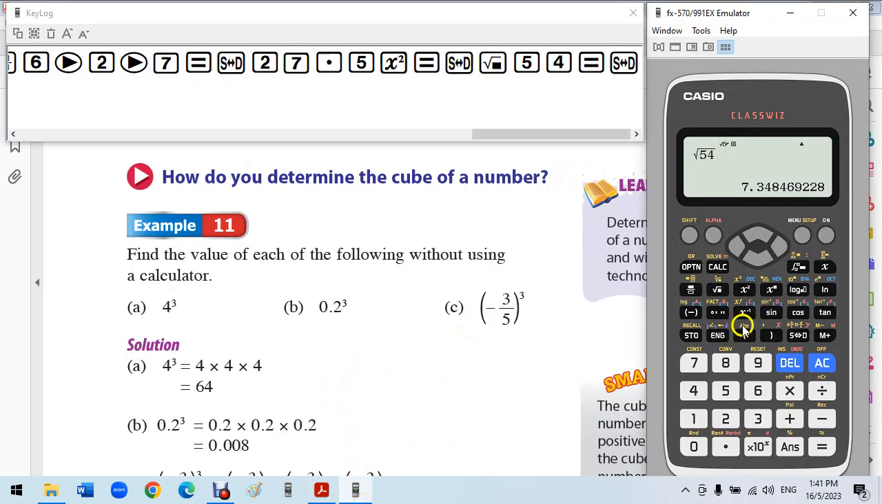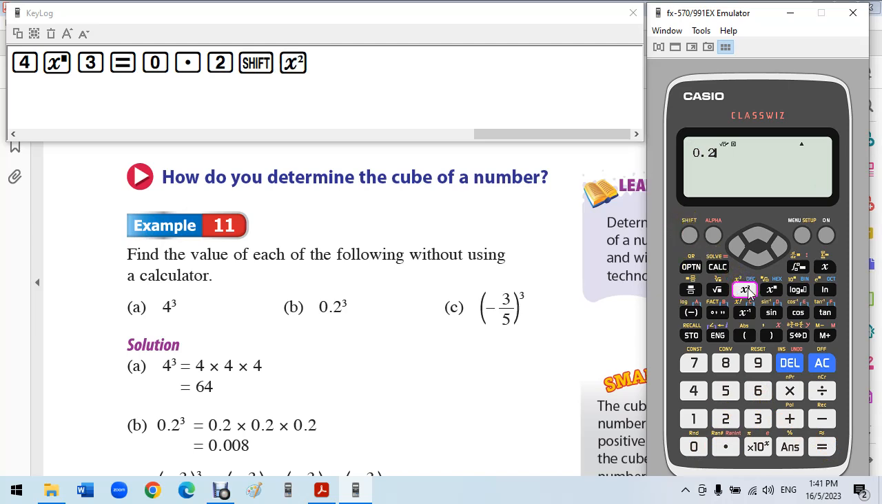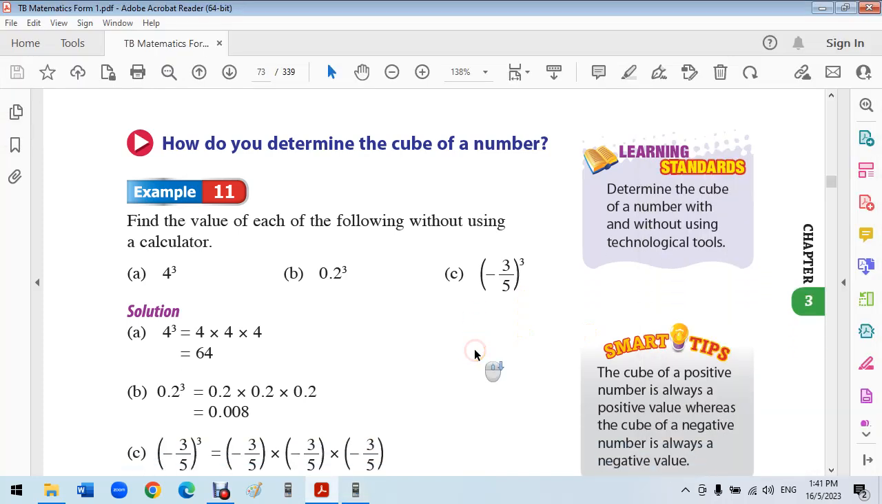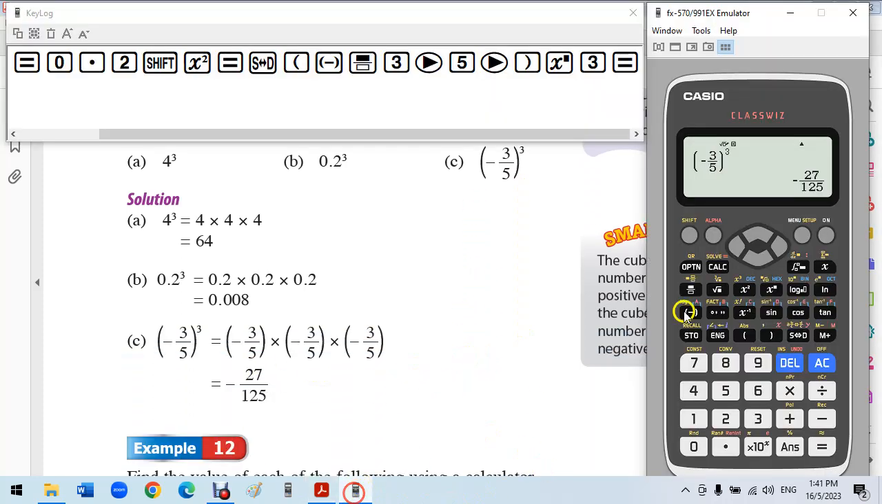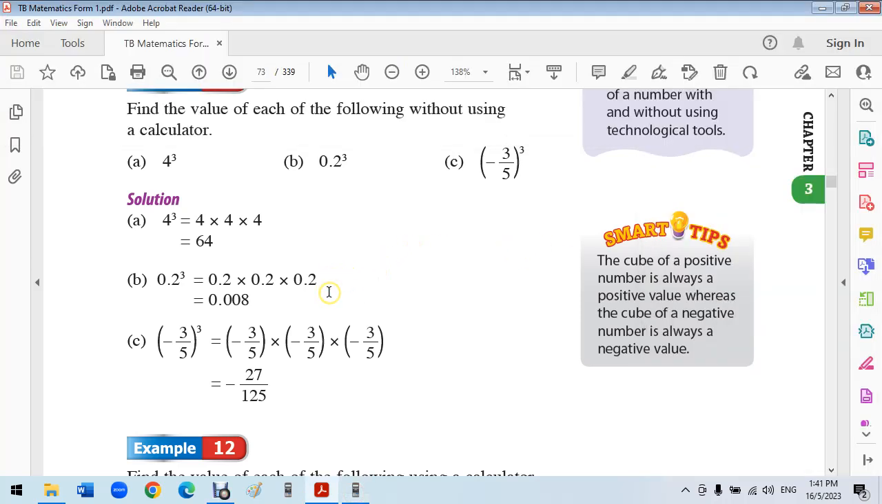And cube, so we have the cube, 4 power 3, 64, 0.2 shift square. This one is cube. Press SD. Bracket negative 3/5 cube. Okay, so negative 27/125. Okay, and decimals negative 0.216.